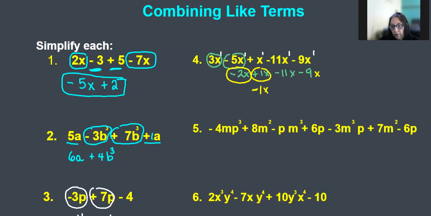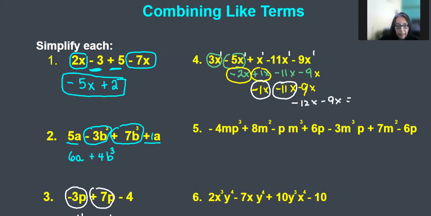Now bring down the rest of it. If you want to do more than one together, you can. I'm just trying to keep from making any little mistakes because it's so easy to make mistakes when we're working with plus and minus. All right, now I got negative 1x and negative 11x. You combine those, you get negative 12x. And then I still got a negative 9x.